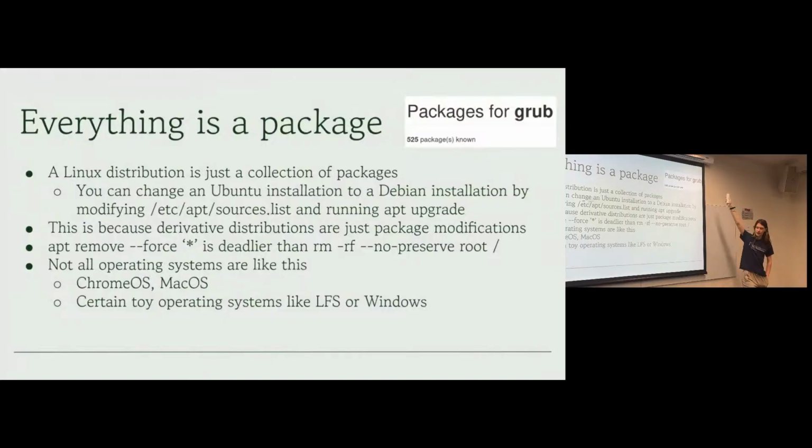Everything is a package. Top right, packages for Grub, 525. That's your bootloader. Your bootloader is a package. A Linux distribution is just a collection of packages. You can change an Ubuntu installation to a Debian installation by changing the sources and then just apt upgrade.